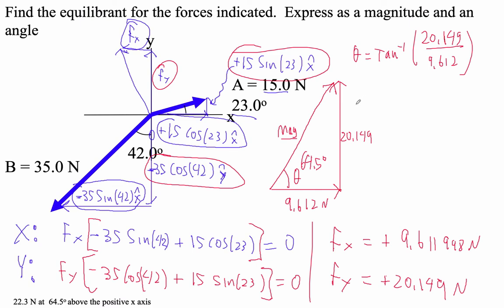The magnitude is going to be the square root of 9.612 squared plus 20.149 squared. None of these are negative in my calculator, so I've got easy going here. That guy squared plus the other guy squared. I feel so righteous when I use the whole number. Whoops, I just used a parenthesis that I didn't use before. Okay, 22.3.